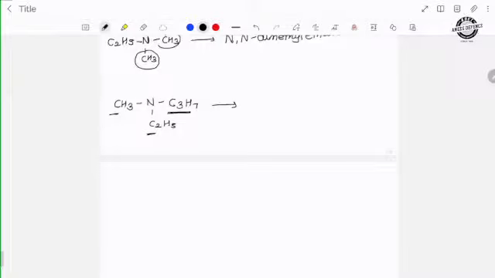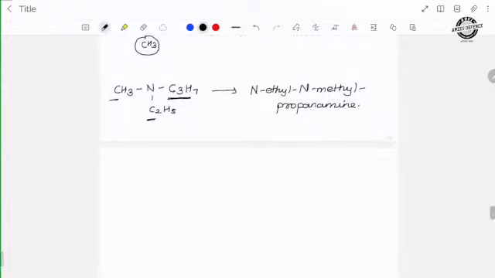Now there is ethyl and methyl, so alphabetically E comes first. So you can write N-ethyl, N-methyl. Three carbon means it is propanamine. That's it.